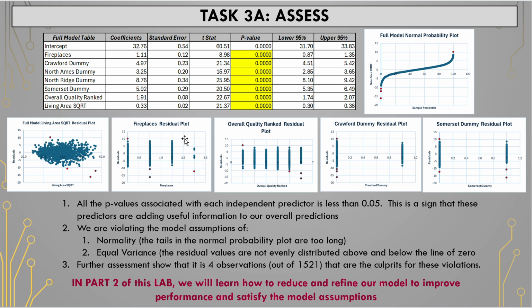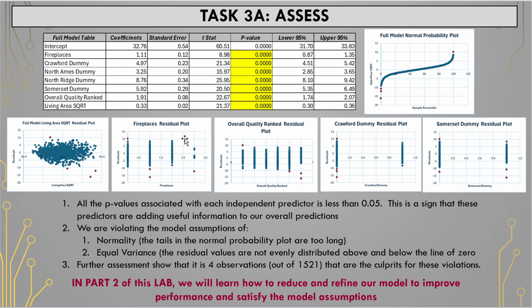Now, when we look at our reformatted normal probability plot, we have a problem. We really want to see that normal probability line as straight as possible. It's going to be really hard to get it perfectly straight in real world scenarios, but this is assessing our model assumptions of normality. What we see here is that the tails in this normal probability plot are too long. It's too snaky. These are just houses where we were very off in our prediction. They had a really high residual value.